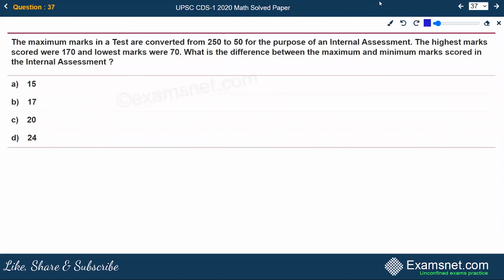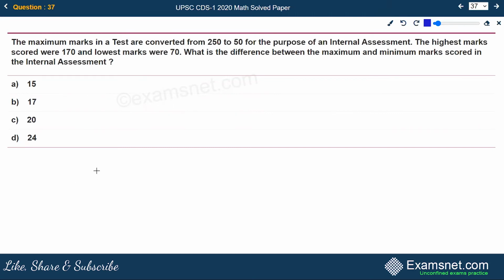In question number 37, it is given that the maximum marks in a test are converted from 250 to 50 for the purpose of an internal assessment. The highest marks scored were 170 and the lowest marks were 70. What is the difference between the maximum and minimum marks scored in the internal assessment?